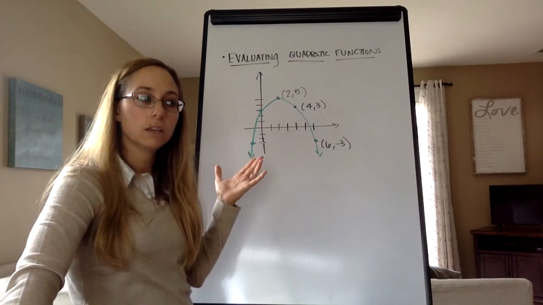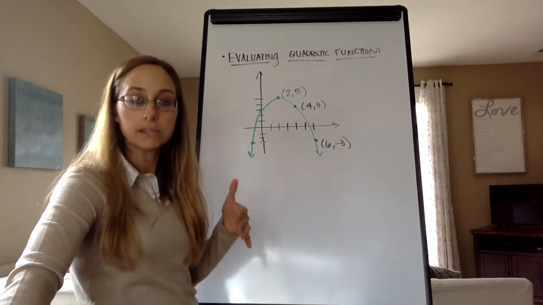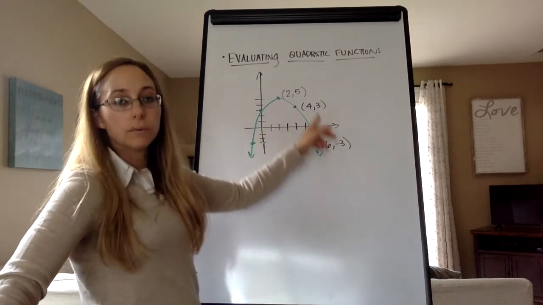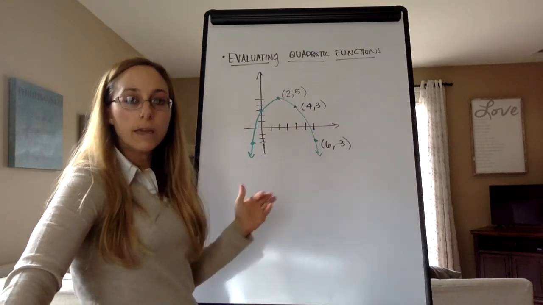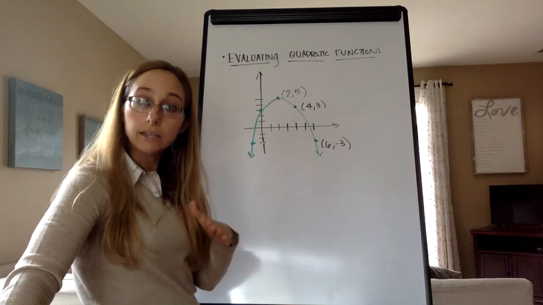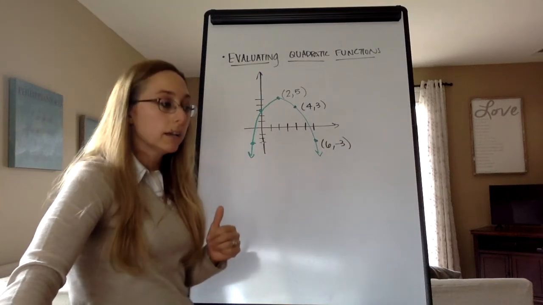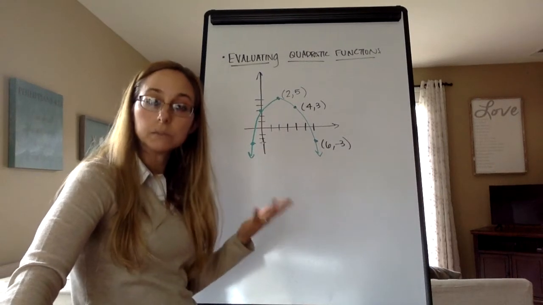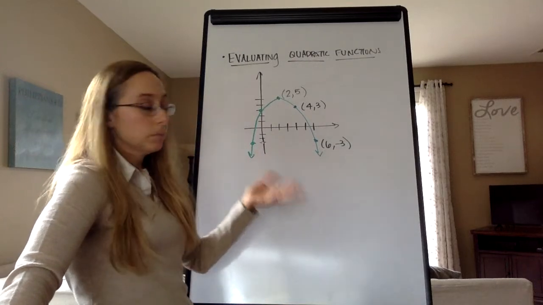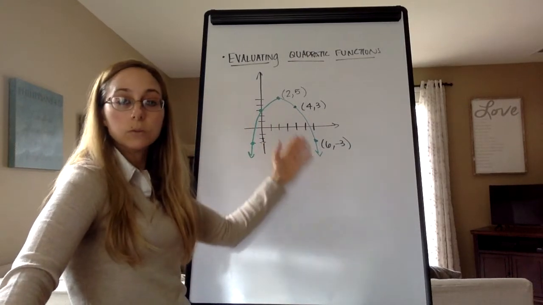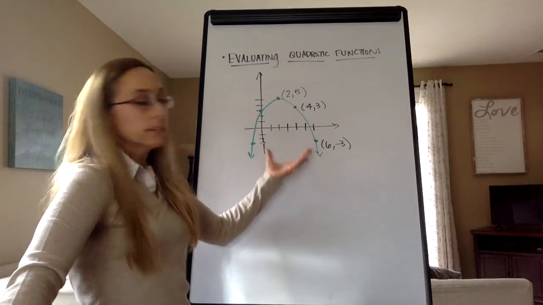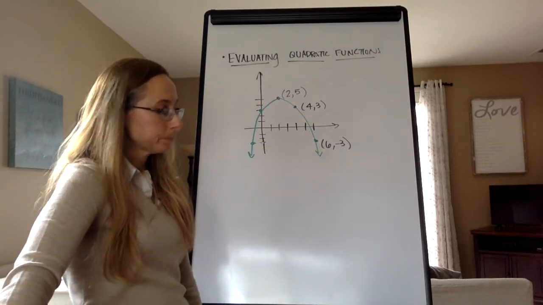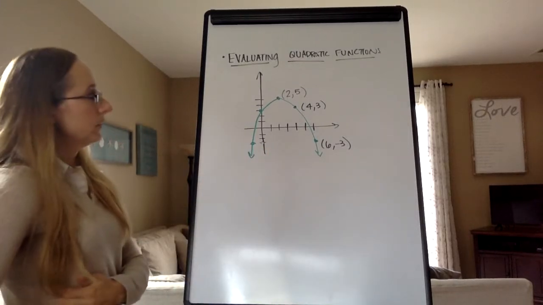So anything in the form ax squared plus bx plus c is going to give you a parabola. So y equals mx plus b gives you a line. That's the standard form of a line. y equals ax squared plus bx plus c, the standard form, gives you a parabola, either facing downwards or upwards. In this case, it's facing downwards. But let's go ahead and see how to evaluate the quadratic function.